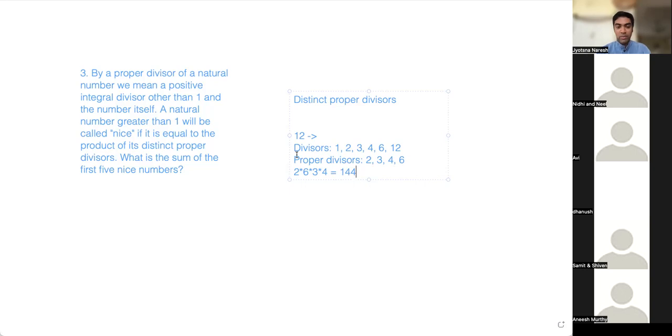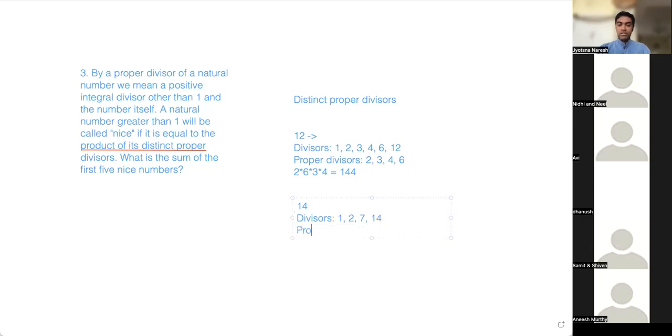So is this number a nice number? No, right? Because a number is nice only if the product of its distinct proper divisors is equal to the number itself, and we wanted this to be 12. So let's pick a different number, just to try it out: let's take the number 14. What are its divisors? 1, 2, 7, 14. Good.